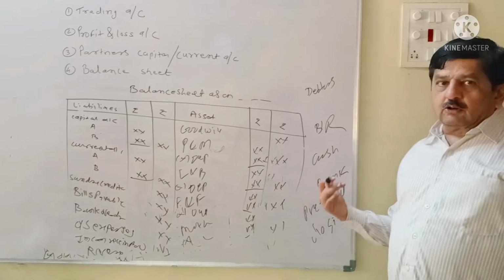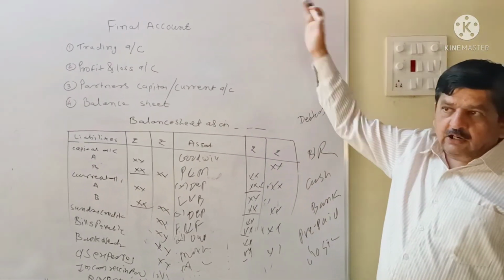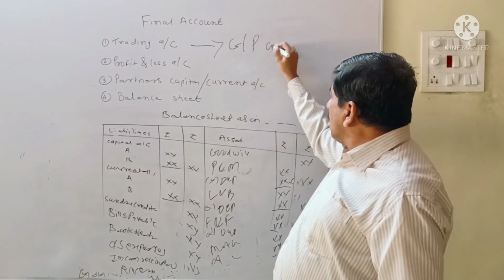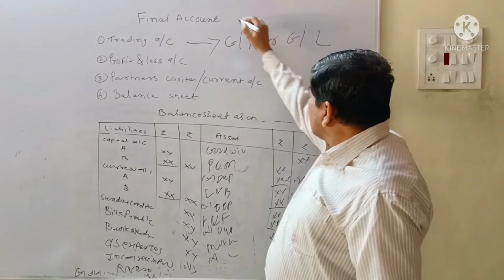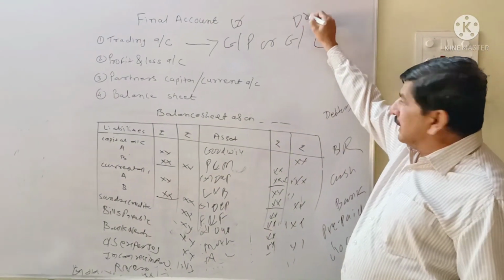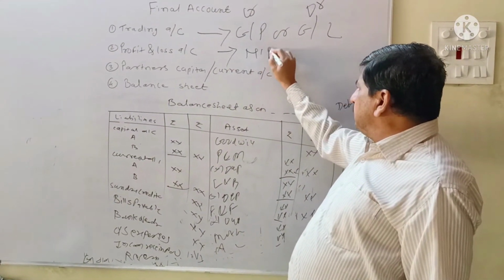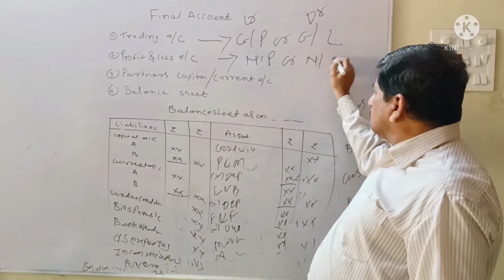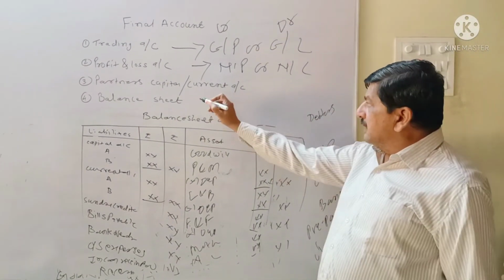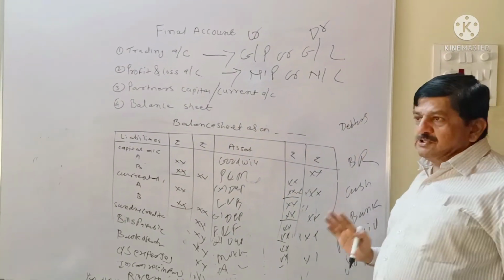These are taken on the balance sheet asset side. Then you have to first close the trading account and find out gross profit, GP or GL. If the credit side is more, it is gross profit; if the debit side is more, it is gross loss. Then the profit and loss account: net profit or net loss, net profit on the credit, net loss on the debit. Then the capital balance is taken on the liability side, and then the balance sheet is closed.